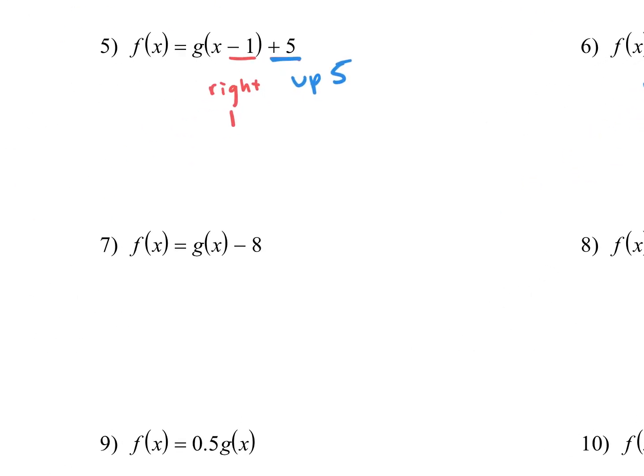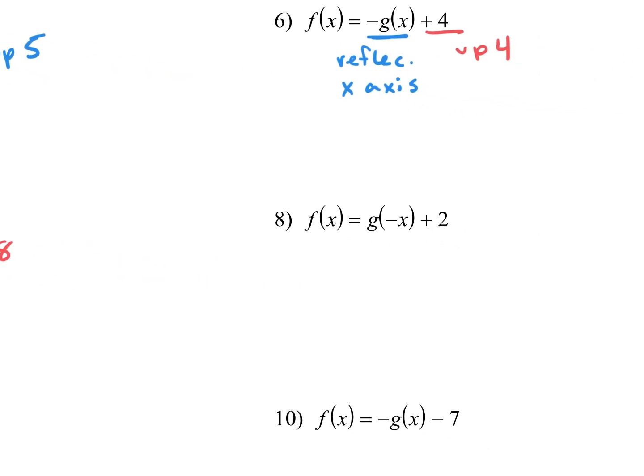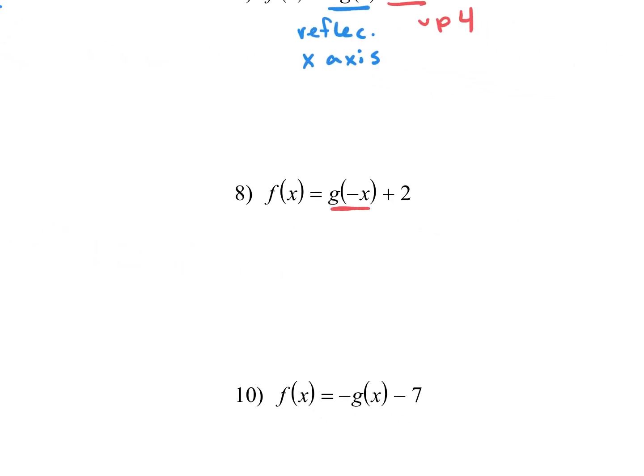All right, number 7. Bradley, what does the minus 8 on the outside do? Down how many? What number is it? So it goes down 8. All right. What about this negative on the inside? Janessa, what does it do?